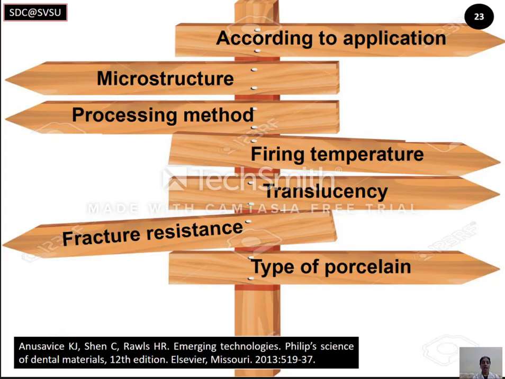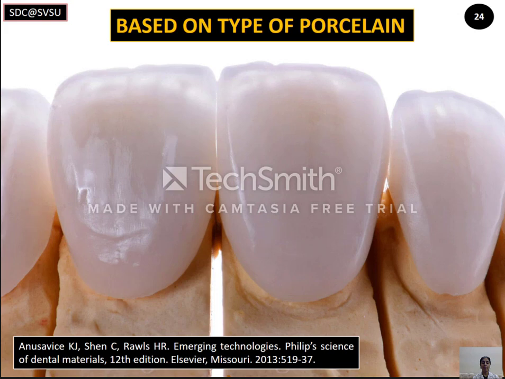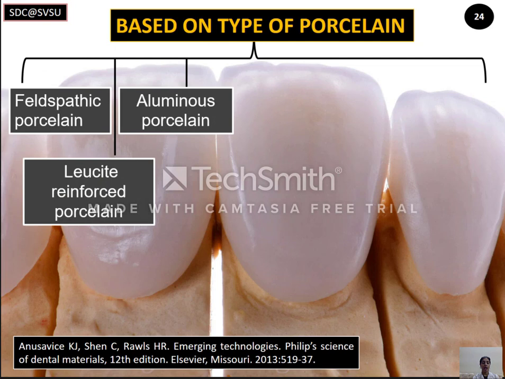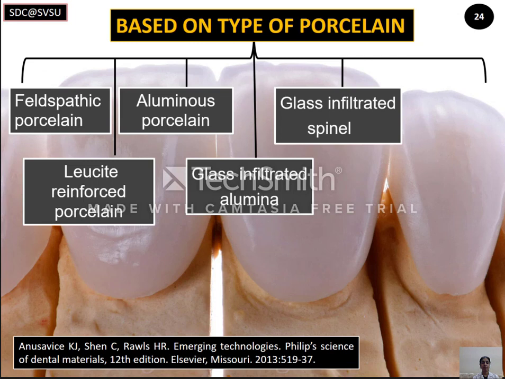As there are numerous ceramic systems available, deciding which system works best for a given clinical situation could be better understood through the means of classification. Beginning with classification on the type of porcelain, these could be feldspathic porcelain, leucite reinforced porcelain, aluminous porcelain, glass infiltrated alumina, glass infiltrated spinel, glass infiltrated zirconia, and glass ceramics.